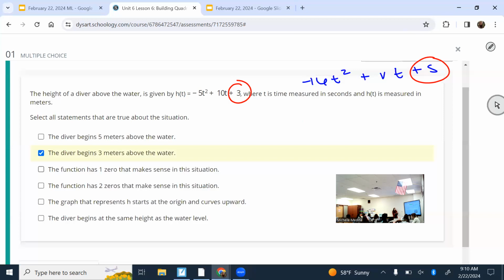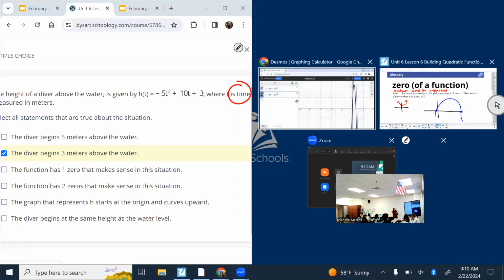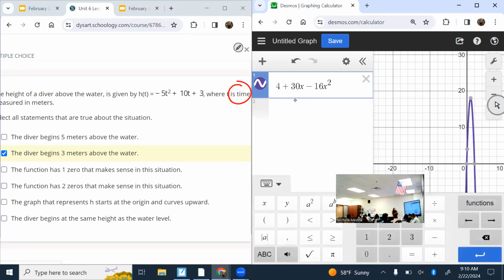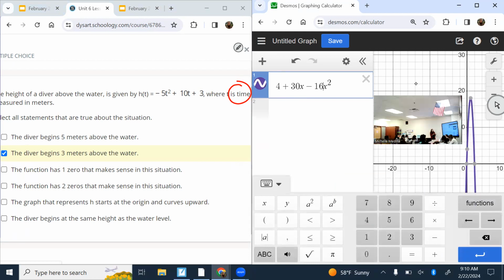The function has 1 zero that makes sense in the situation, or the function has 2 zeros that make sense. That I'll have to graph. So it's -5 t squared. I would say don't change the order, but just because I'm back here, I'm gonna change the number in front of the x squared to -5, match. I'll change the number in front of the x to a +10. And I'll change the constant to a 3. Okay, so that's the same, I just put it in a different order.